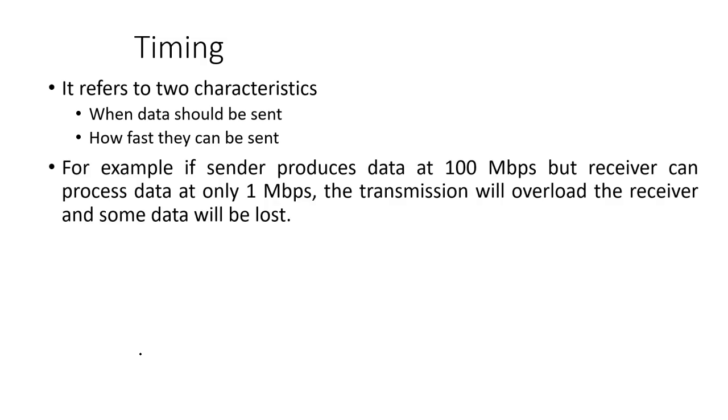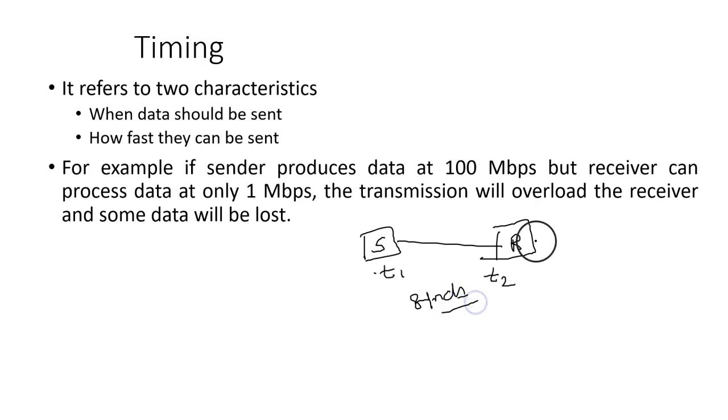For example, if the sender produces data at 100 Mbps but the receiver can process data only at 1 Mbps, the transmission will overload the receiver and some data will be lost. To avoid this, the sender's timing and the receiver's timing must be synchronized. So this type of overloading, that is data overflow, will not happen. Means when there is proper synchronization between the sender's frequency and the receiver's frequency, then proper transmission will happen.